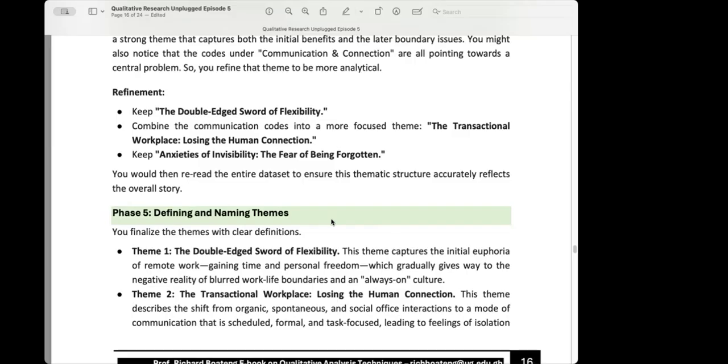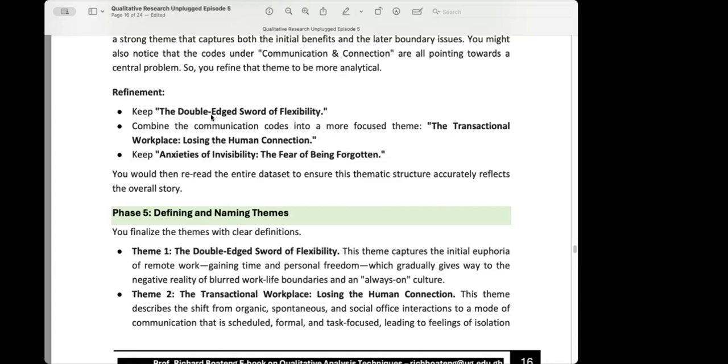Then the career and performance anxiety cluster. Again, you could sharpen this. Maybe refine it to anxieties of invisibility, the fear of being forgotten. This name is more evocative and reflects the deeper emotional and professional implications. She described the fear linked specifically to not being physically seen and potentially overlooked.